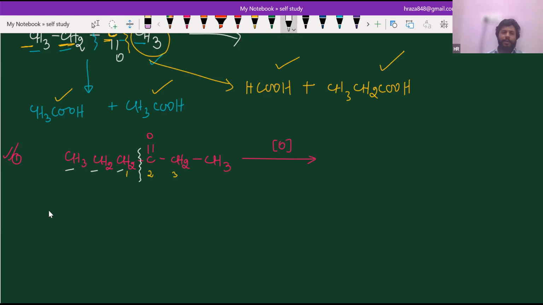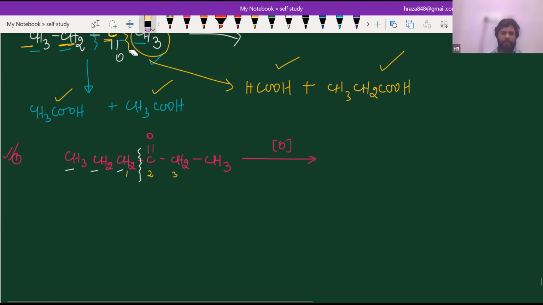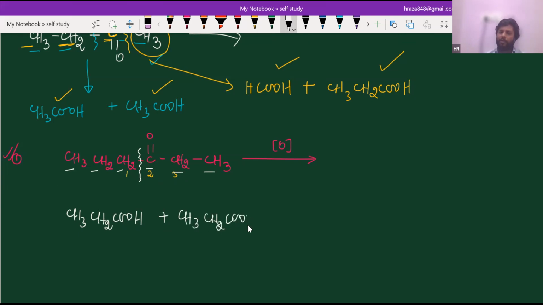Three carbon, that means propanoic acid. It's propanoic acid. So what is the structure of propanoic acid? CH3, CH2, COOH. And on the right hand side, how many carbon present? Three carbon. Again, with the three carbon, it will have the same product, CH3, CH2, COOH.